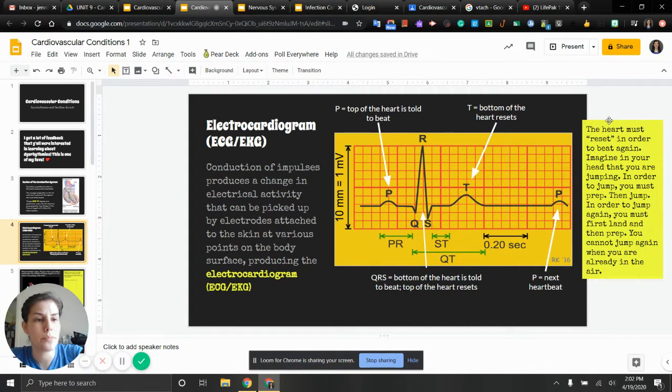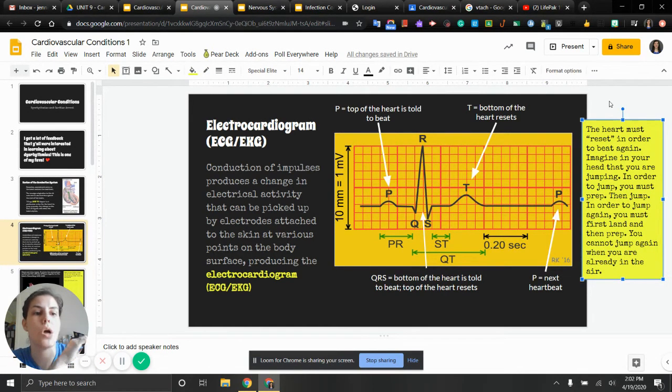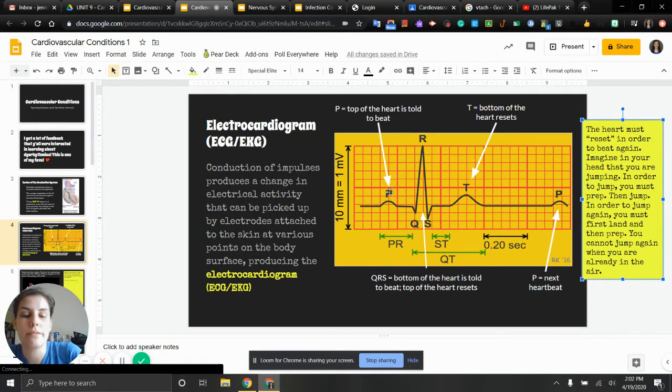So if you see this little box out to the side, it says that the heart has to reset in order to beat again. So if you imagine yourself jumping, okay, you've got to prep and then you jump. So in order for you to jump again, you first have to land, you have to prep, and then you jump. The heart has to do the same thing. So because the atrium just fired, which was the P wave, it has to reset. And that resetting happens during this QRS.